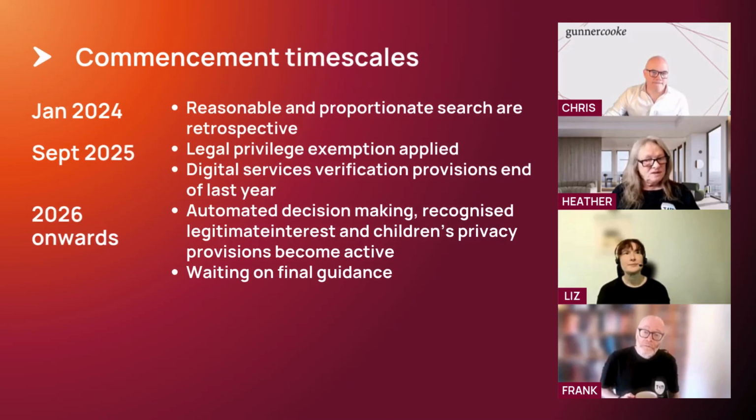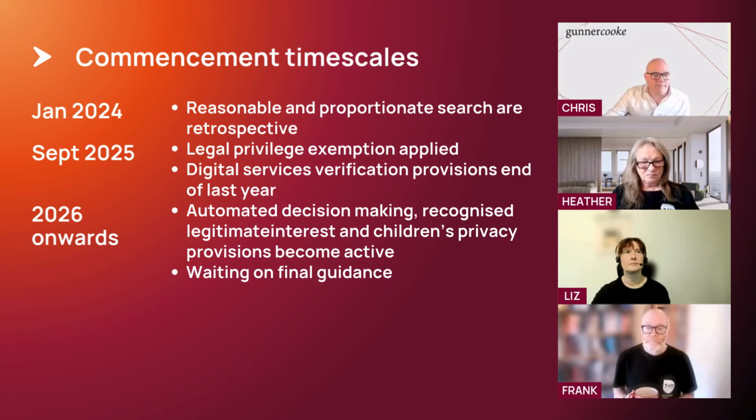Cool. So, what's the commencement timescales for the Act? Well, as we talked about, the reasonable and proportionate search provisions have retrospective effects, so they apply from the 1st of January 2024, and from last September, the legal privilege exemption for data subject rights applied. Some of the digital verification services provisions became active just at the end of last year. This year sees the main data protection changes, including automated decision-making, recognised legitimate interest, and children's privacy provisions become active.